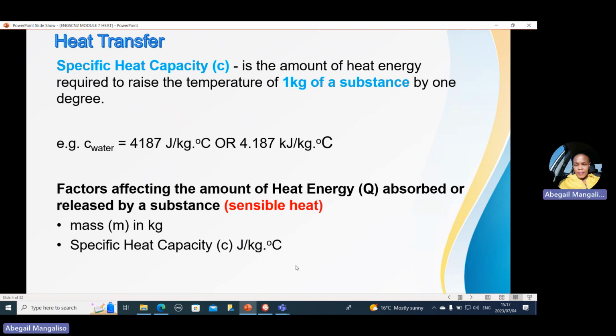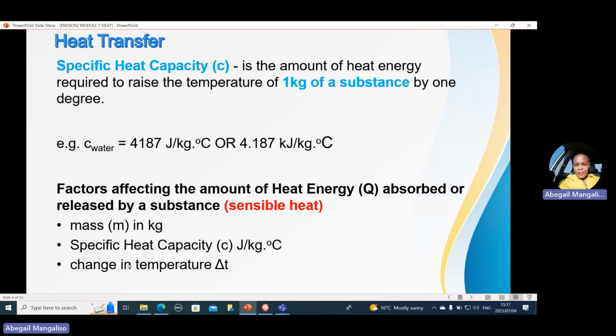Each and every substance has its own specific capacity. So it depends whether you're heating water or steel. Was it aluminum? Was it milk? It depends on the specific capacity. That is the second factor.